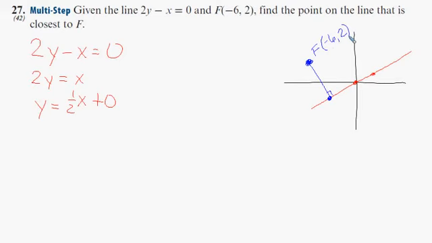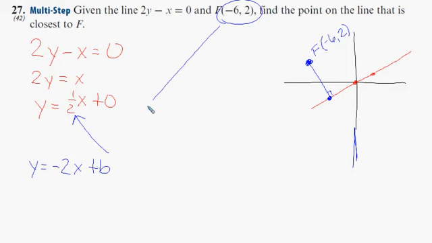Let's remember that because it's perpendicular, what we need is to find the slope of the blue line. Well, the slope of the blue line is going to be the negative reciprocal of the red line. So we have y equals -2x plus b. We do not know where this blue line is going to cross the y-axis. It's going to be way down here somewhere, but we don't know where that's going to be.